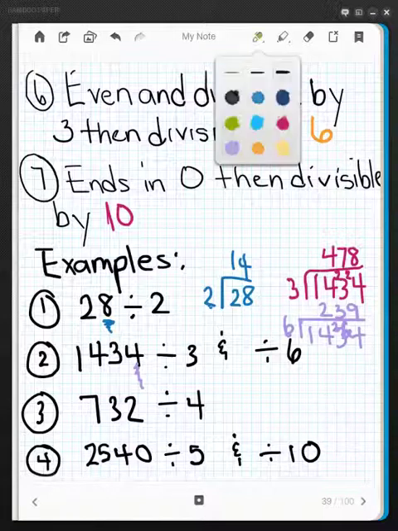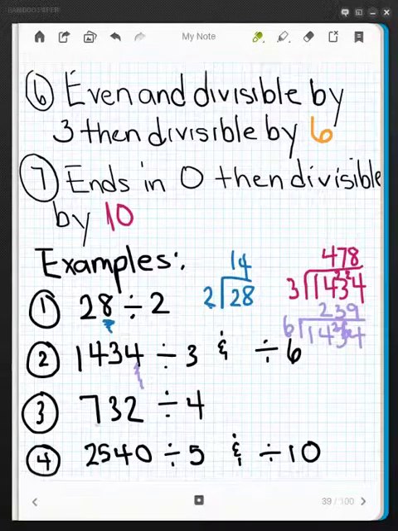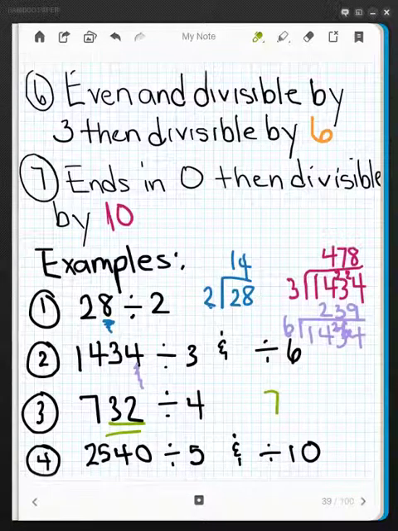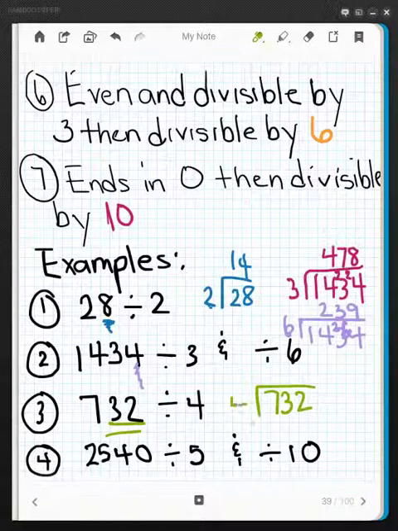Now the next one, we have 732 divided by 4. We see the last two digits here are divisible by 4. So that's what tells me that this number should be divisible by 4. 4 will go into 7 one time with 3 left over. 4 goes into 33 8 times with 1 left over. And 4 will go into 12 3 times. And look at that, evenly divisible.